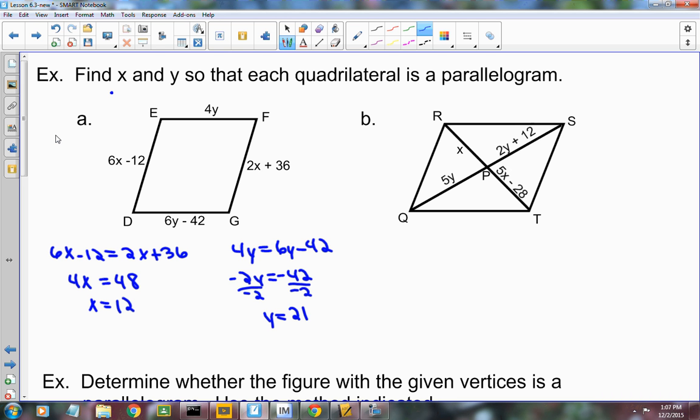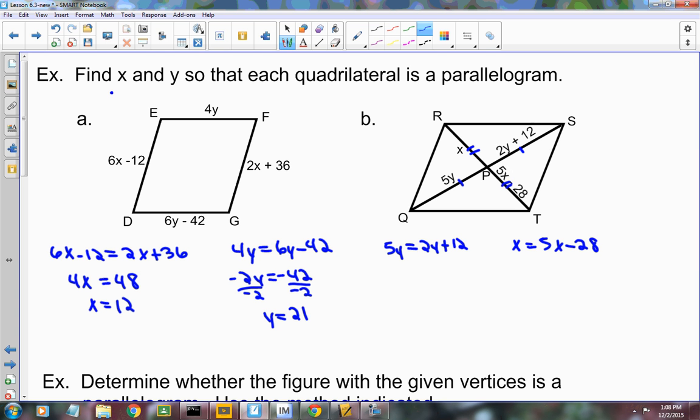What about this one? What's going to have to happen here? It's giving me information about the diagonals. What has to happen with the diagonals? They have to have the same midpoint, which means they have to bisect each other. And when you bisect each other, you break each other into two equal parts. So these two parts are going to have to be congruent as well as these two. So again, I'm going to set myself up two equations. And I'm going to set 5y equal to 2y plus 12 and x equal to 5x minus 28. We're going to solve.